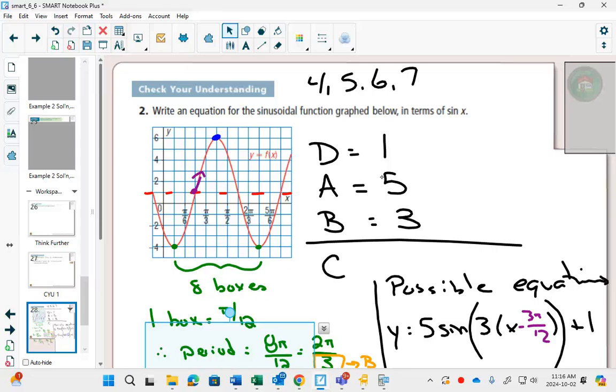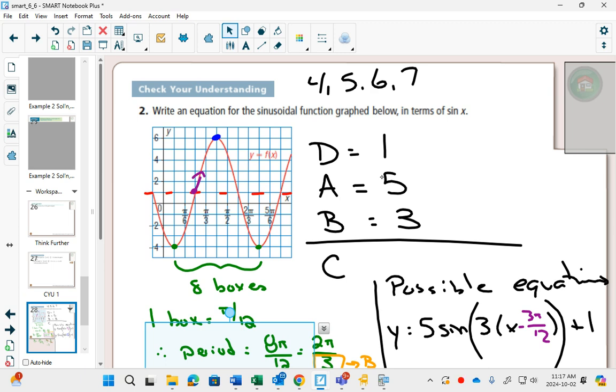So here we want to write an equation, and they give us the graph. So we sort of have to undo DABC. Now I wrote DABC, and I wrote a big line here because the D, the A, and the B part will be the same whether you do a sine graph or a cosine graph. What can change is the C value.